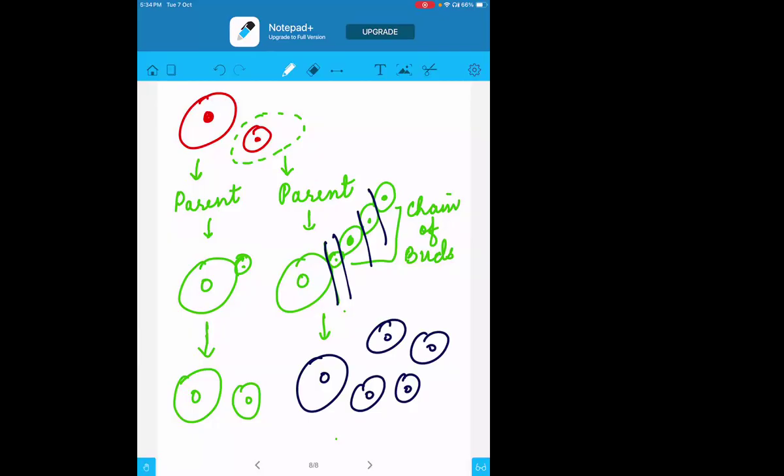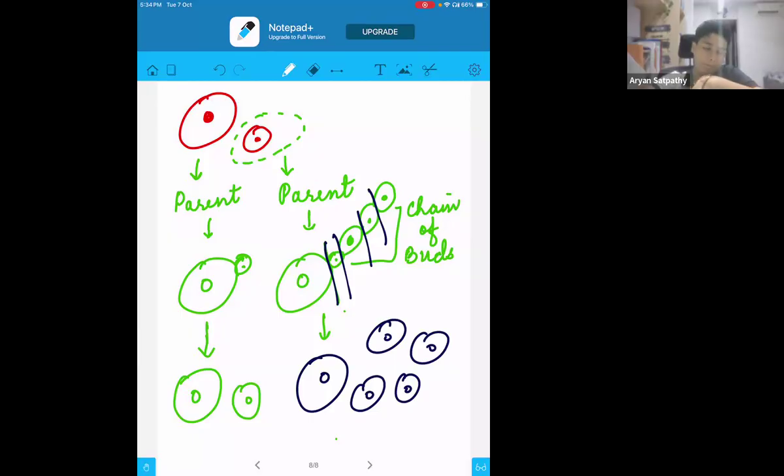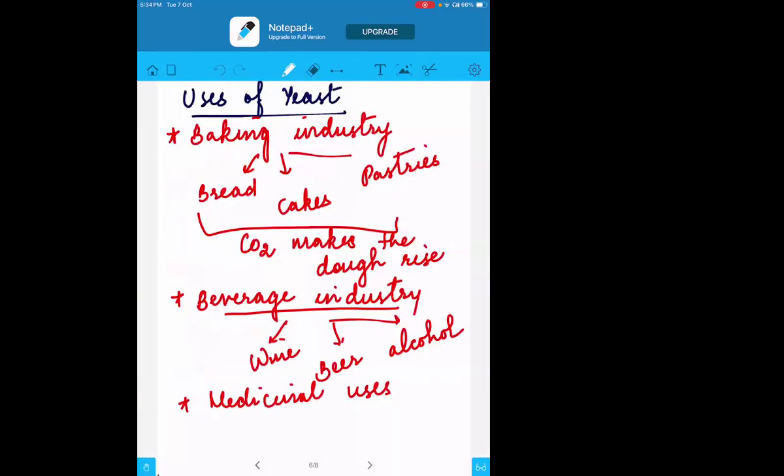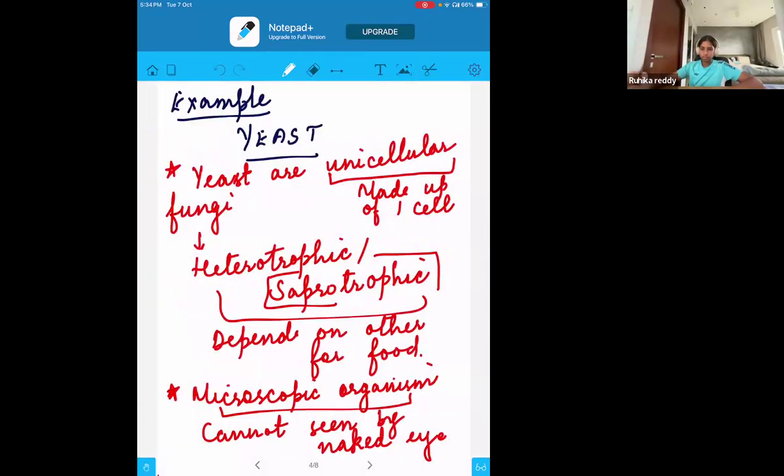Am I clear? Joshika, Snehal, Charvi, Tanu, Rohika, Aryan, Shreyansh. Yes, ma'am. Any doubt, any one of you? No, ma'am.